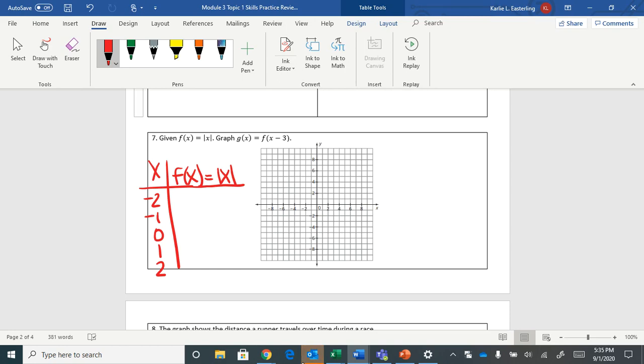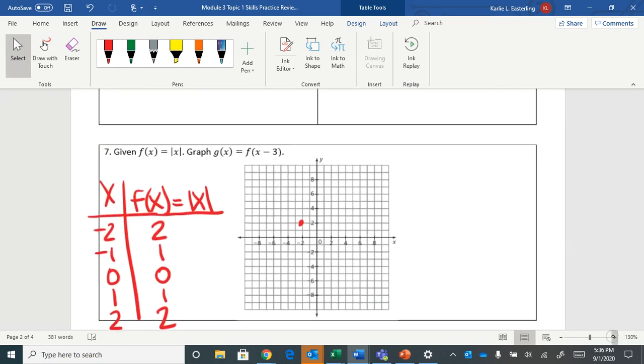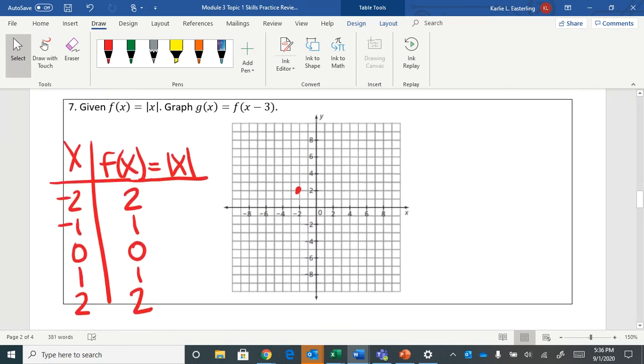So if we take the absolute value of -2, we would get +2. For -1, we get +1. Absolute value of 0, we would get 0. Absolute value of +1, we would get +1. And finally, absolute value of 2, we would get +2. So then if I come over here and I graph those points, which actually I'm going to zoom in so that y'all can see this better.